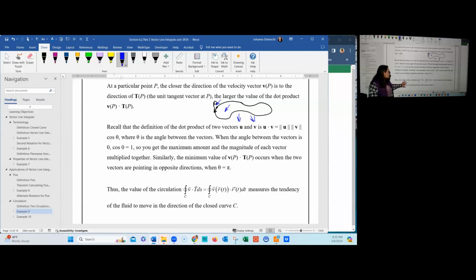So the value of the circulation can be found by taking the velocity vector field composed with the parameterization r of t and dotting it with r prime of t dt, measuring the tendency of the fluid to move directly along the curve in the direction of the orientation.